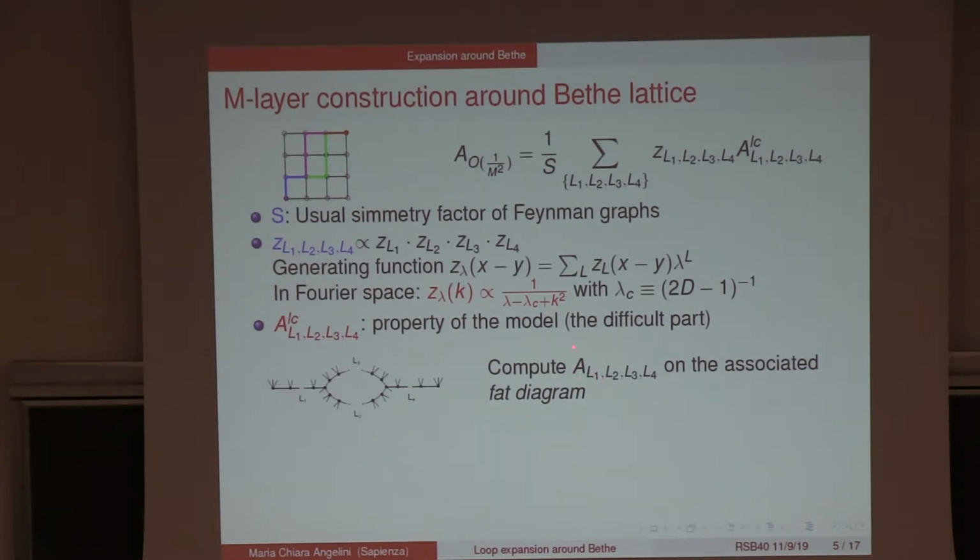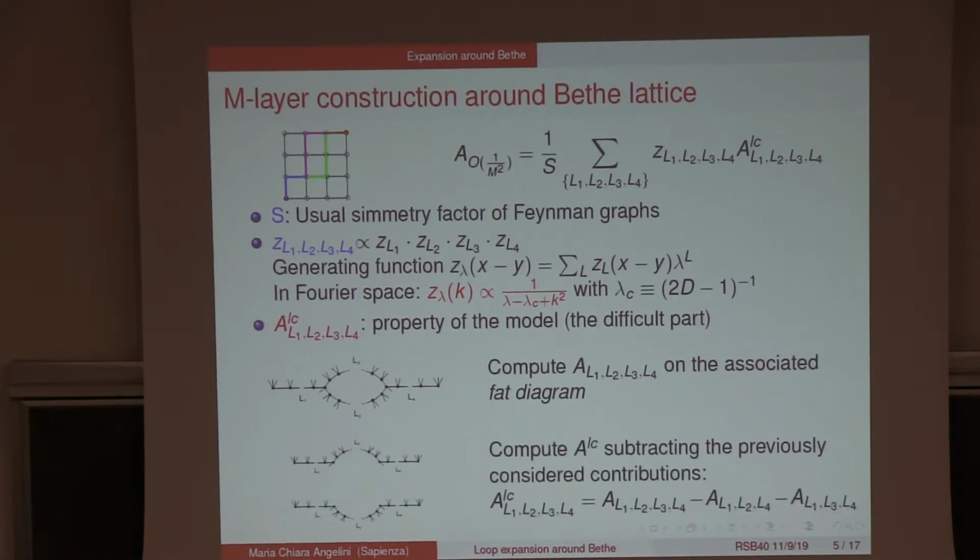You compute your observable, the two-point correlation function, on the associated fat diagram. This is the fat diagram associated to this loop. So what is a fat diagram? It is a Bethe lattice in which we manually injected the loop that was on my original model. Here, these little branches are the beginning of a Bethe lattice, but then there is this loop with exactly the lengths L1, L2, L3, L4. So you should be able to compute the observable on a Bethe lattice with this loop.